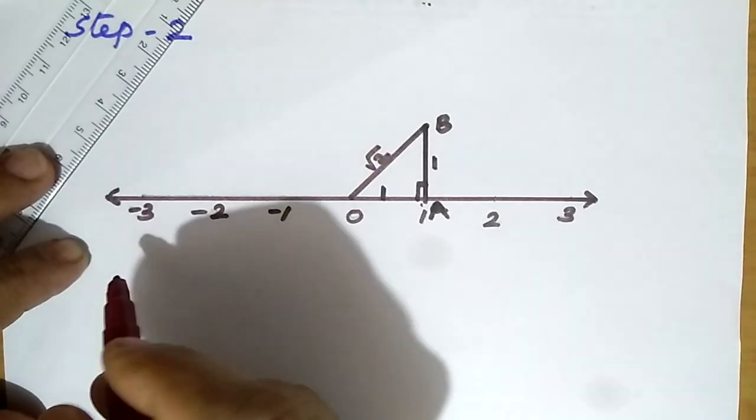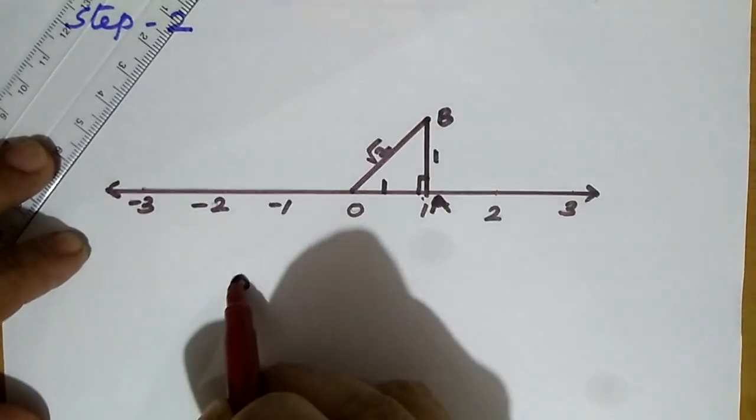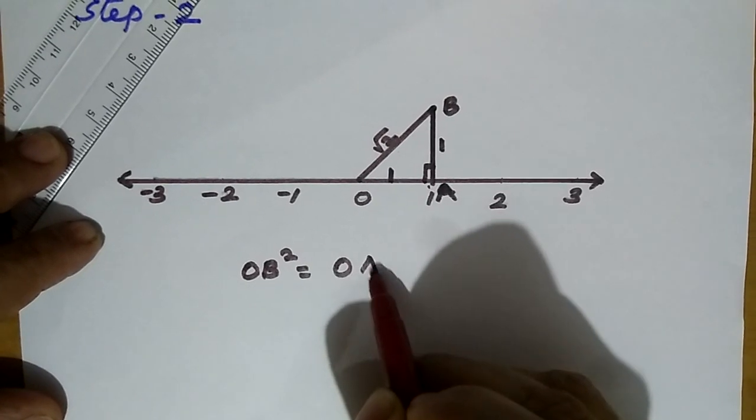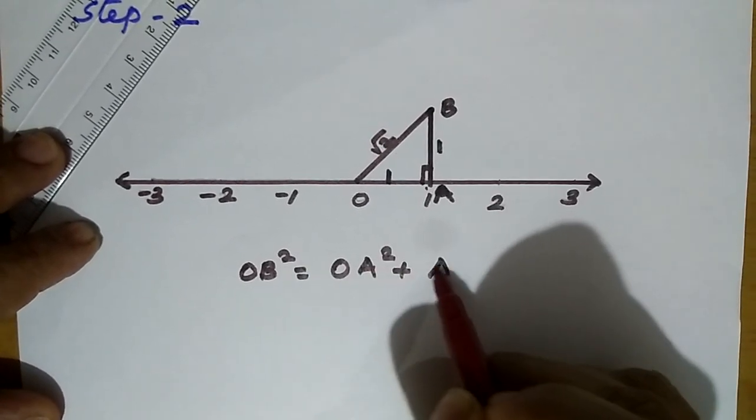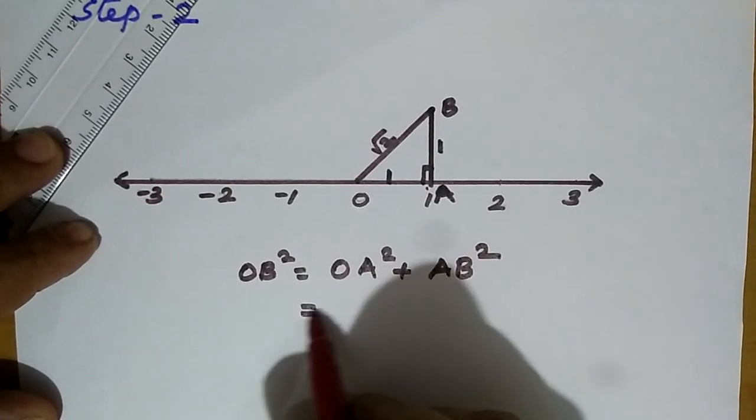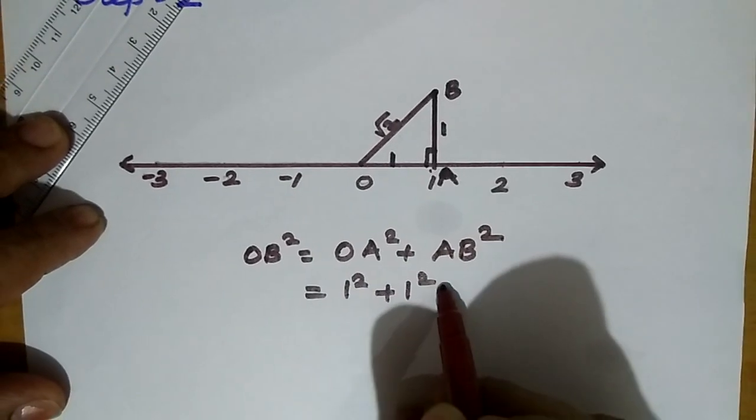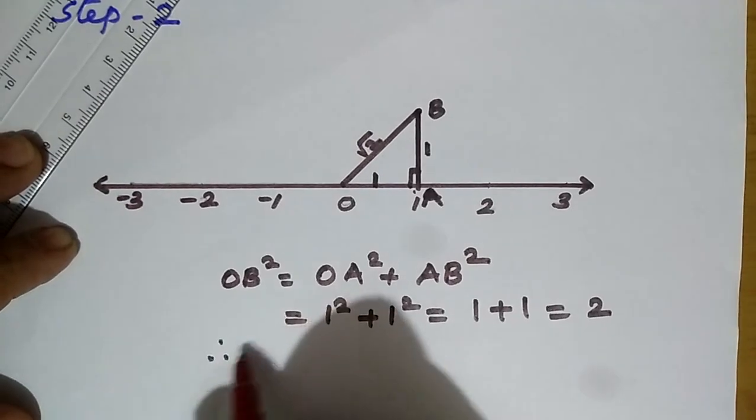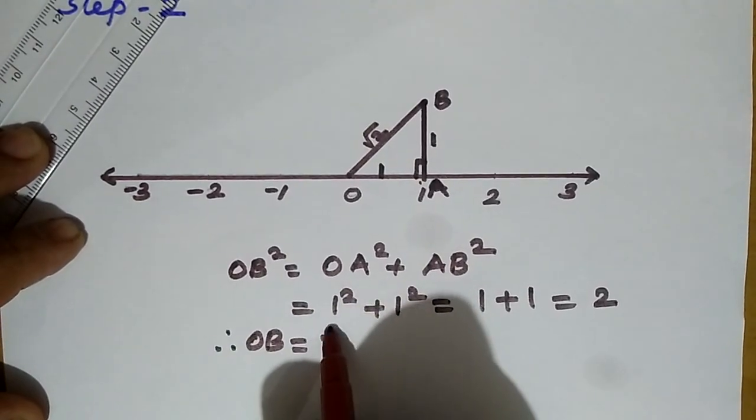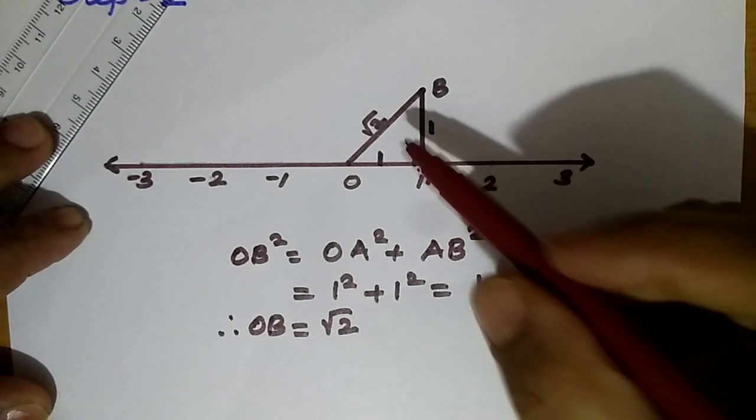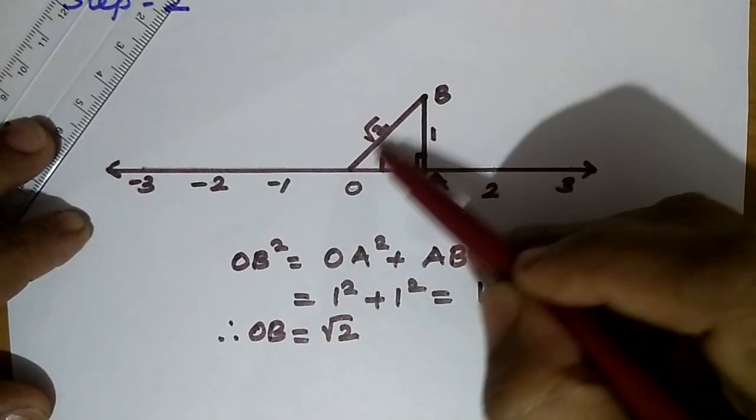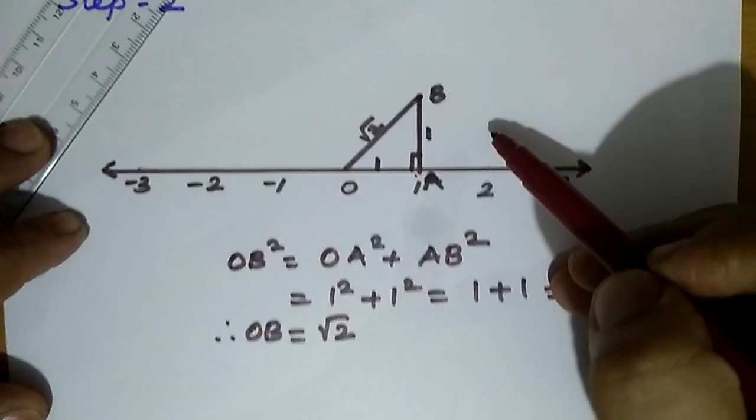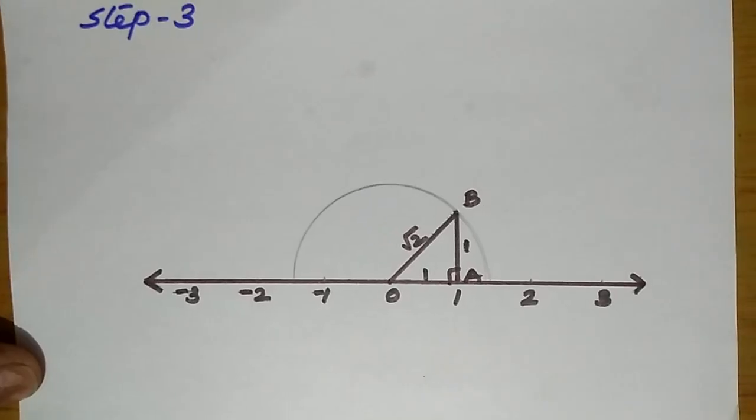I have already solved these steps, but once again I am solving. OB square equals OA square plus AB square, equals 1 square plus 1 square, equals 1 plus 1, equals 2. Therefore OB equals root 2. Now we got a length of root 2. Now this length we have to find where it comes on the number line. That is the next step.